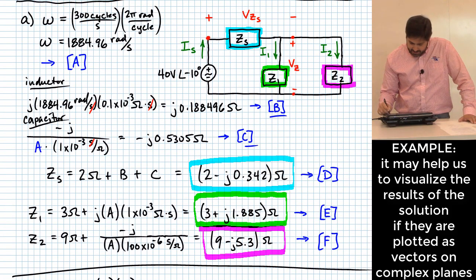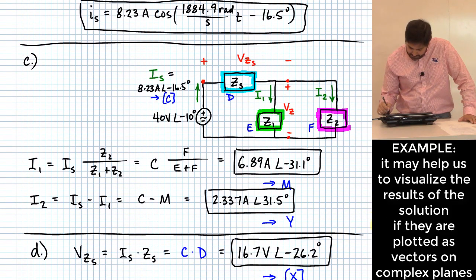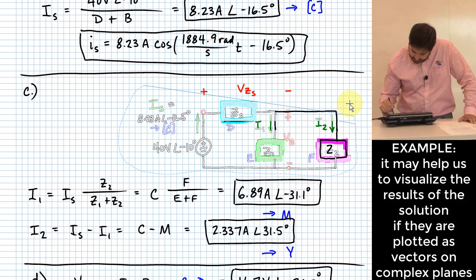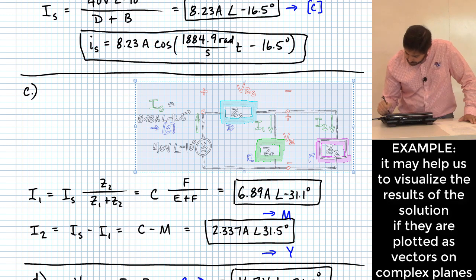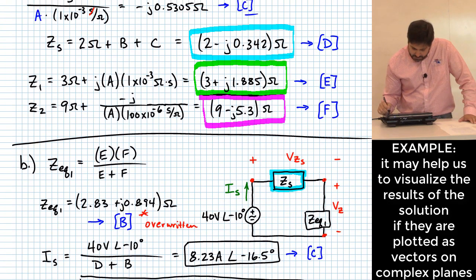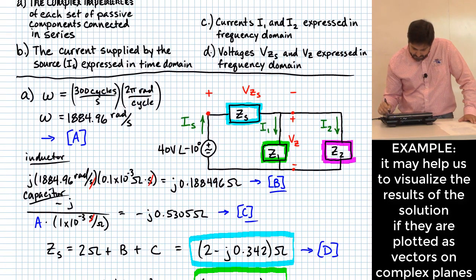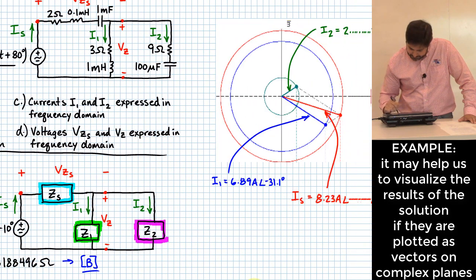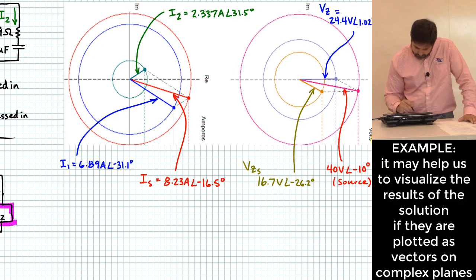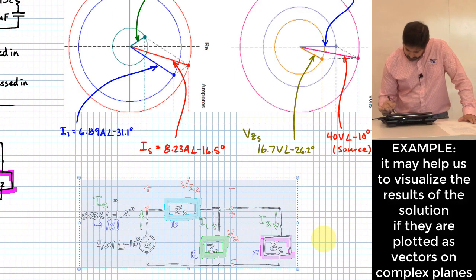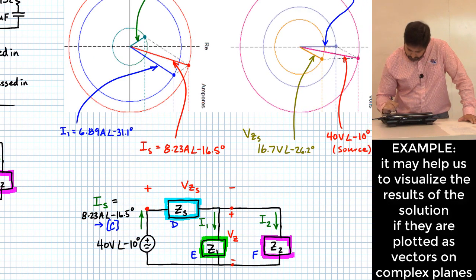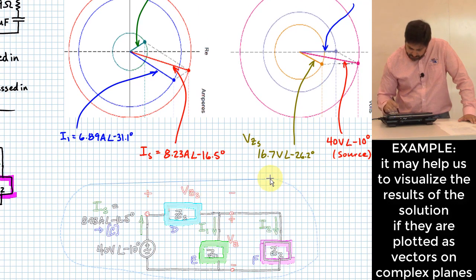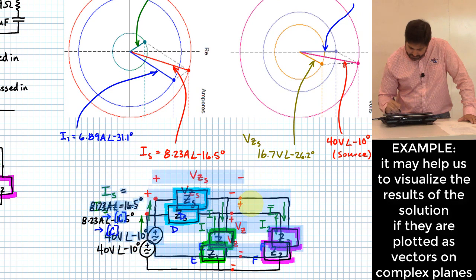Would you say that for this little circuit, as a matter of fact, let me copy this circuit real quick. For this circuit right here, would it be possible for us to plot the results that we just got? Say, plot them on a complex plane or something. Okay. And I took the liberty of doing this so that you could see a couple of things.